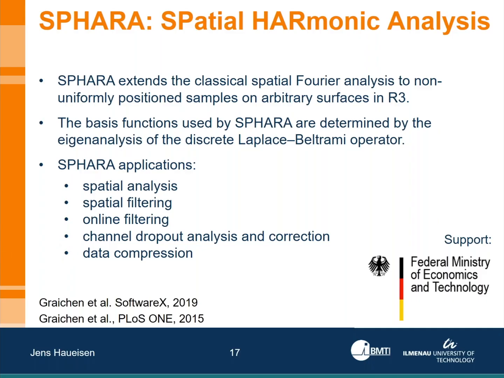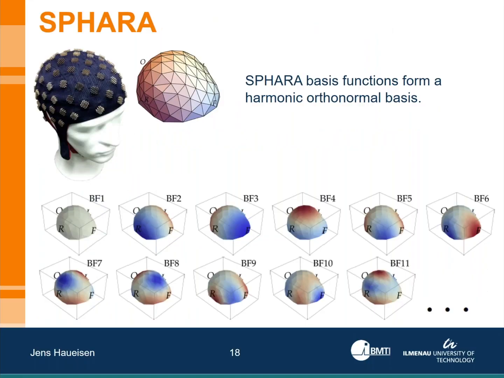So we have now the set of basis functions as the main operating means for SPHARA. And you can see this here on the slide. We have our cap in the upper left corner, and the triangulation of that cap right next to it. And based on the same triangulation, you see the different basis functions with abbreviation BF1 to BF11 in this case, but it of course continues.